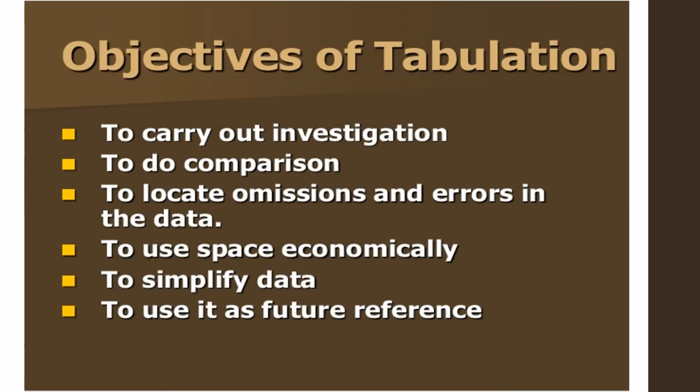Let us now understand about the objectives of tabulation. The first objective is to carry out investigation. The next one is to make certain comparisons. It is important for us to make the table because it makes the comparison much easier. Next is to locate omission and error in the data. Also, to use space economically.